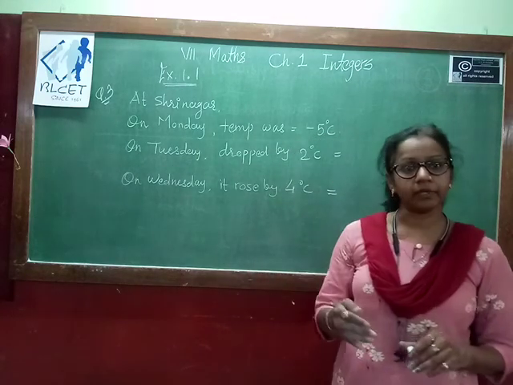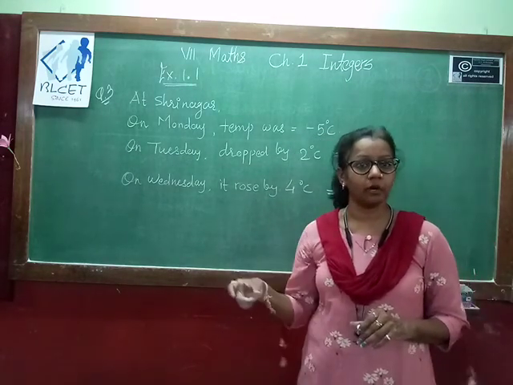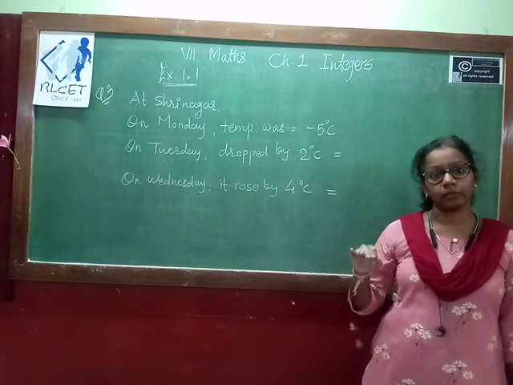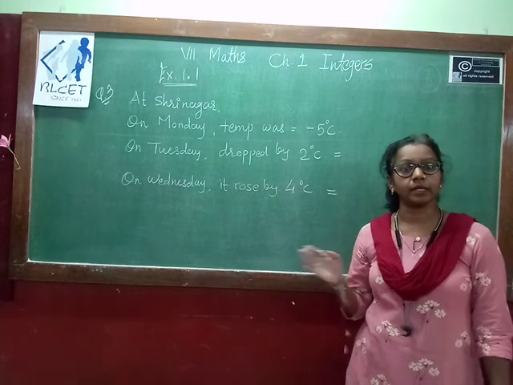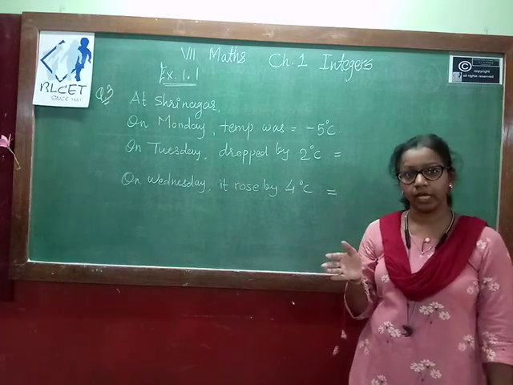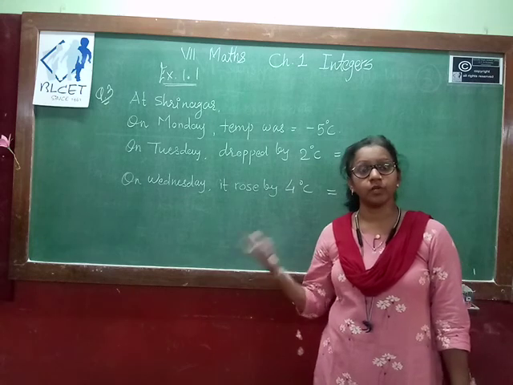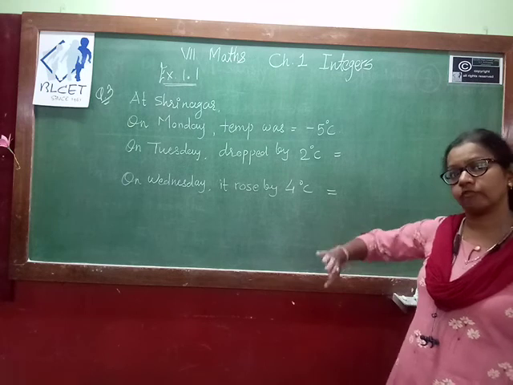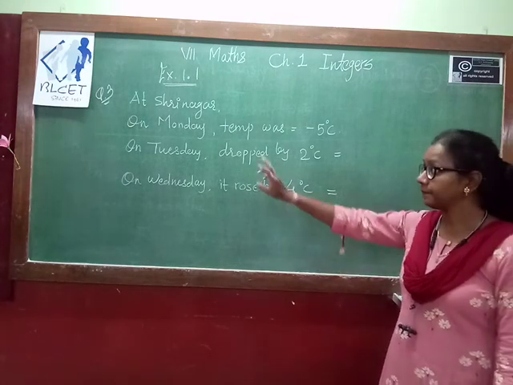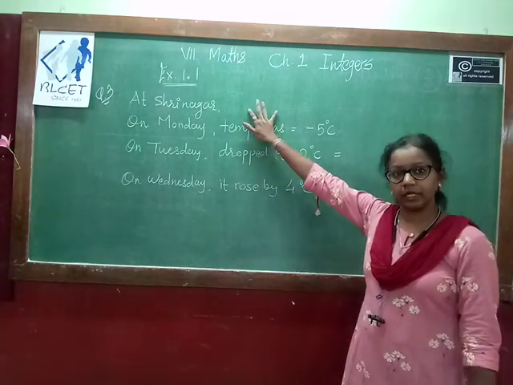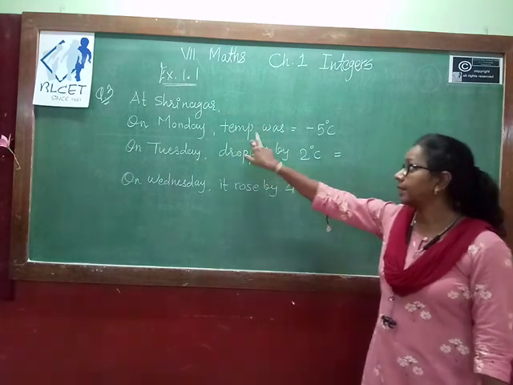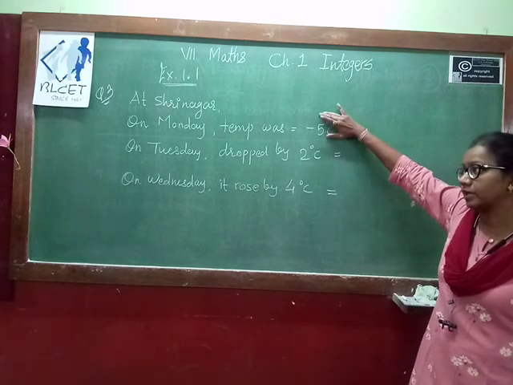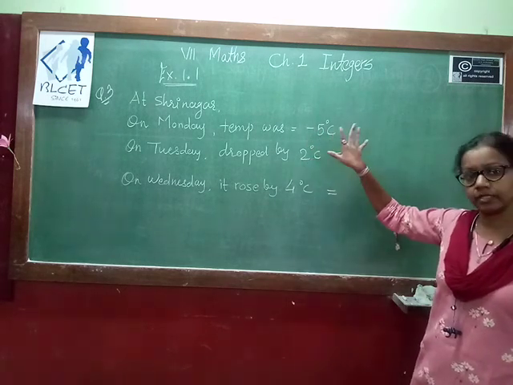So whenever you read such kind of question, they are word problems. Whenever you come across any word problem, just write down whatever parameters are given in the question. It leads you to what you want to find and the meaning of the particular question. So what information do we get from the question? What is given? At Srinagar on Monday the temperature was -5 degrees Celsius. This is the exact temperature given, that on Monday -5 degrees Celsius was the temperature.